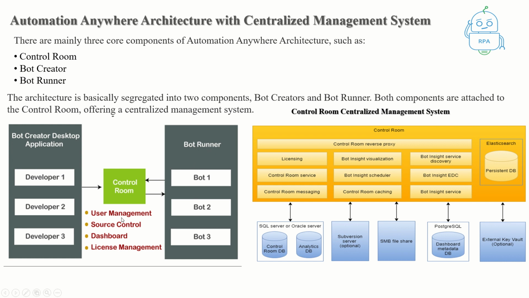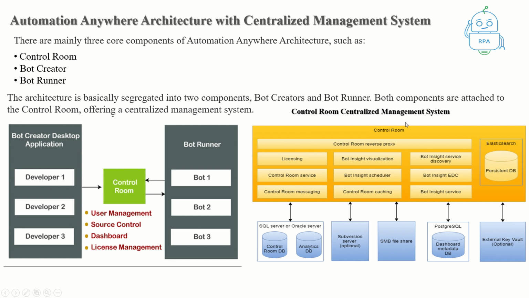And the control room is going to manage all these activities, like user management, in the sense of creating a user, assigning a role, and assigning the creator license and bot runner license to a particular machine, and also source control, dashboard, and license management. All these activities you can see once you have the control room. Once we log into the control room, these options we can see later. Okay, let's move on to this control room centralized management system.